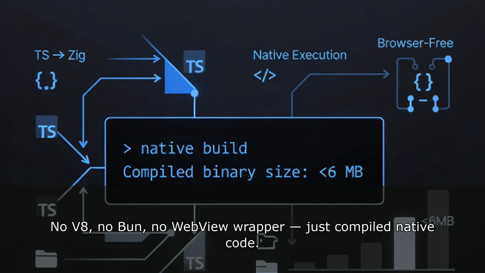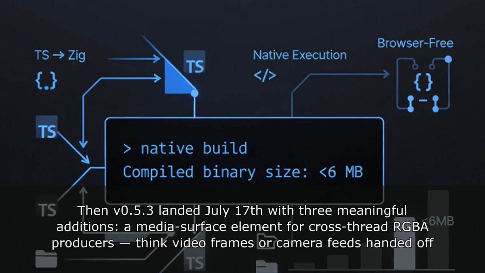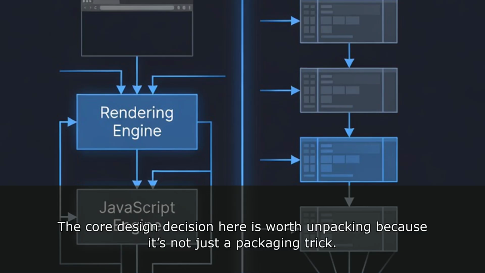The release notes cite roughly 83 nanoseconds for update dispatch, and that figure is corroborated by the maintainer on record. Then v0.5.3 landed July 17th with 3 meaningful additions: a media surface element for cross-thread RGBA producers, think video frames or camera feeds handed off between threads, macOS trackpad pinch gesture support, and improved CJK glyph rendering for dense character sets. The session journal also bumped to version 5, which matters for the automation story I'll get to in a moment. The core design decision here is worth unpacking because it's not just a packaging trick.